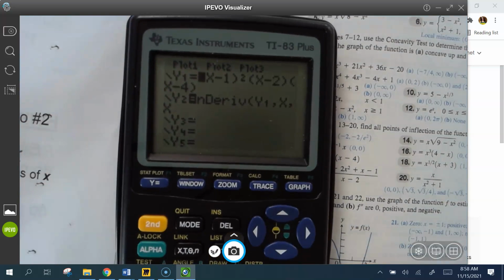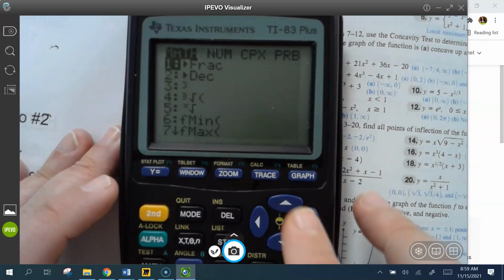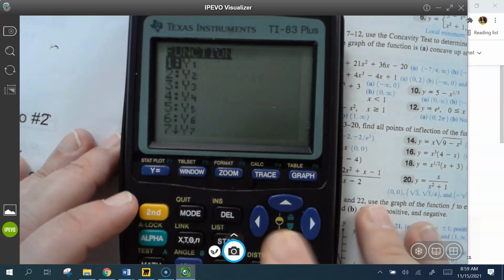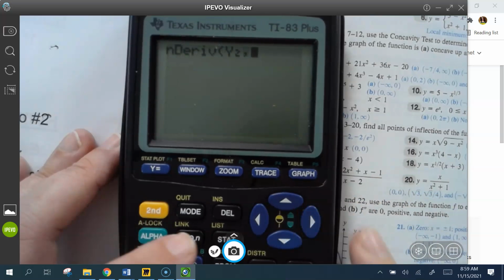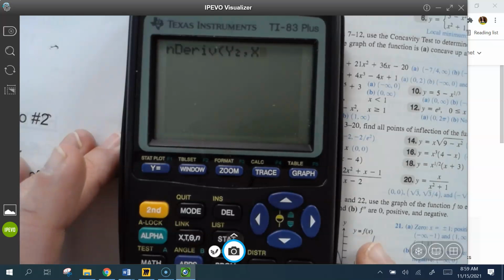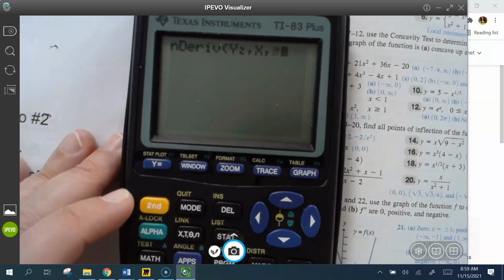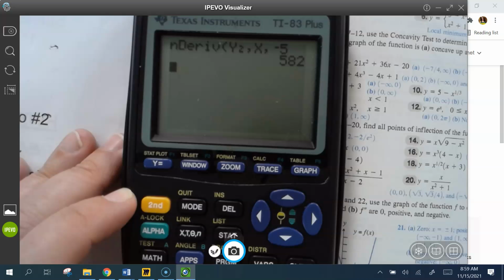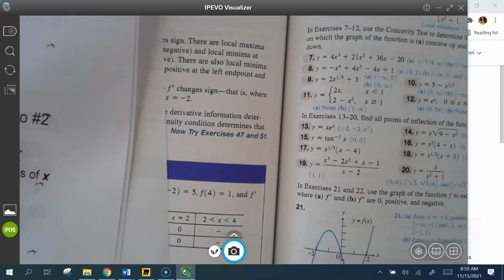Okay. So now, if I want to know the value of the second derivative, I can go math and nDeriv, right? And now I'll call up Y variables. I'm going to call up Y2 this time in terms of X at what value? Whatever value you want it to be. Let's say -5. Let's go past that 0 that way. Positive, so that means it's concave up. That was the second derivative. Okay. All right, let's take a little break in between, and then we'll start.